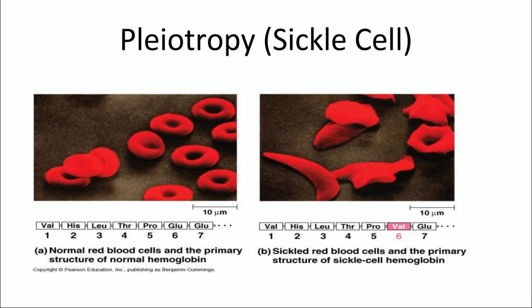Also, we have another term, and I didn't include it earlier. I could have put this further up, called pleiotropy. And so when we were looking at human height and human skin color, they were influenced by multiple genes that had an additive effect. Well, pleiotropy is affected by multiple genes, but they don't necessarily add on to one another. And so sickle cell, which we're going to explore a little bit further, is an example of pleiotropy.